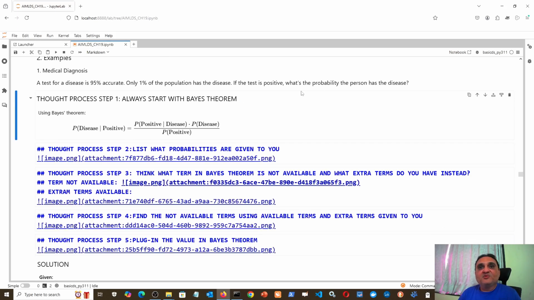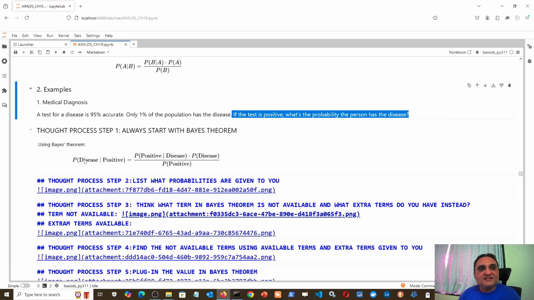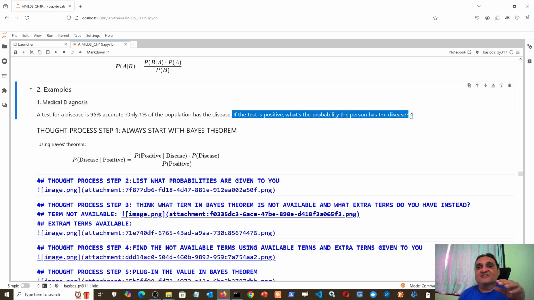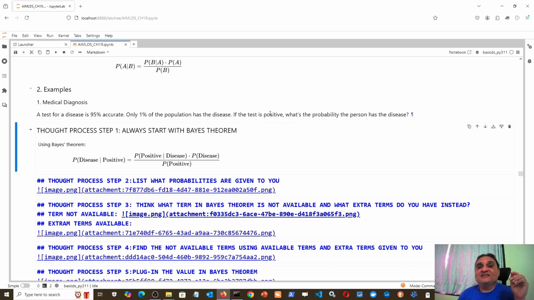So this is the thought process. You are asked this: if the test is positive, what is the probability that the person has the disease? So probability of disease given that the test is positive means you have collected a sample of 100 people who all have tested positive, but testing positive does not categorically mean that the person will have the disease. Why? If your test were 100% accurate, then that would be a different thing. But your test also has some inaccuracy, right? And as a result, even if I have a sample of 100 persons who have tested positive, I cannot say that all of them will have the disease. So that is what they are asking: if a person has tested positive, what is the probability that the person has the disease? That means probability of disease given that the person has tested positive.